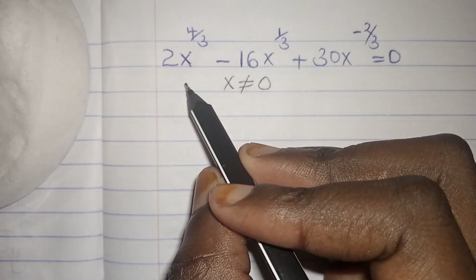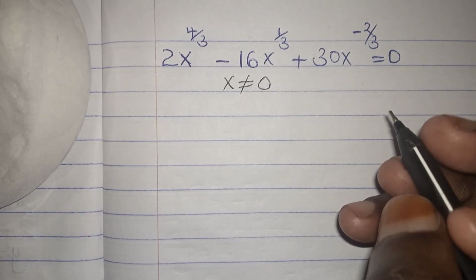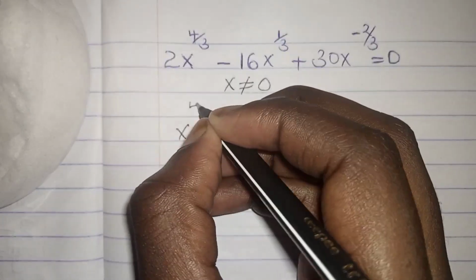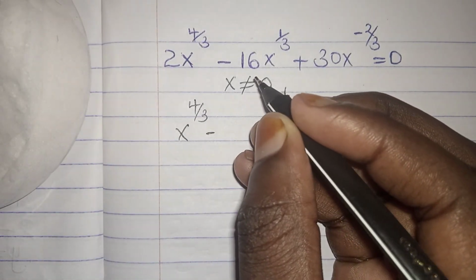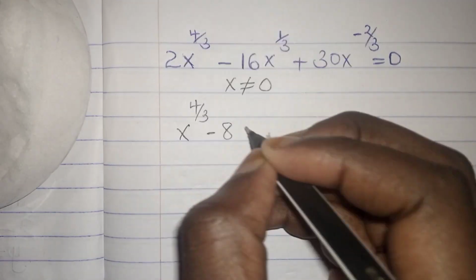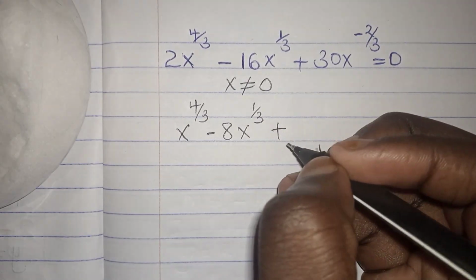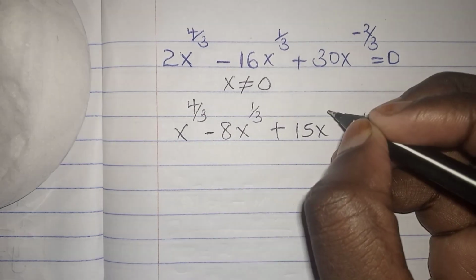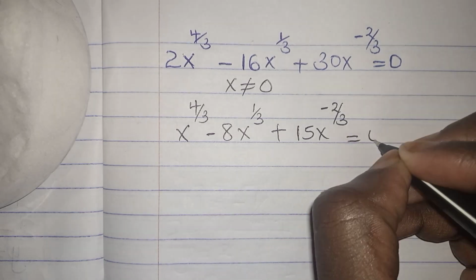So I'll begin by simplifying. I can see here 2 is our common factor. We can divide it on both sides. So this will be x to the power of 4 over 3 minus 16 divided by 2, this is 8x to the power of a third, plus we have 15x to the power of negative 2 over 3 is equal to 0.